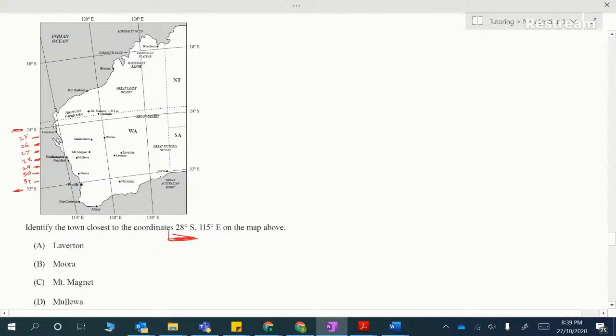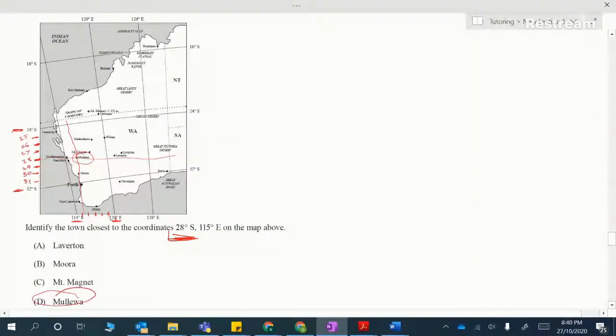And then the next one is 115 degrees east. You can see 115 degrees would be between 114 and 120. If I divide that up, there's sort of 6 between 114 and 120. So I'm going to try and divide it into thirds, because that would be 115, 116, 117, 118, 119, 120. That works out. So I'm looking at where this line and this line kind of meet up there.